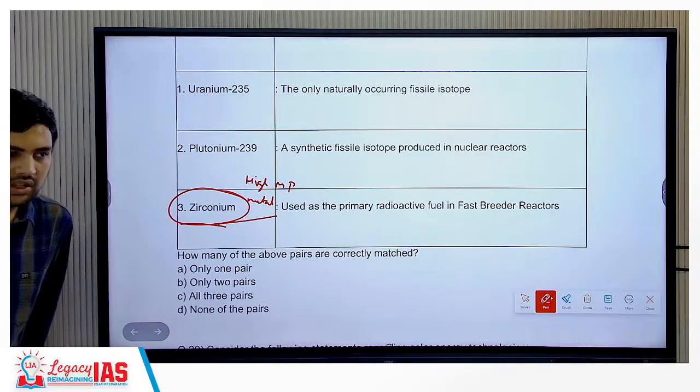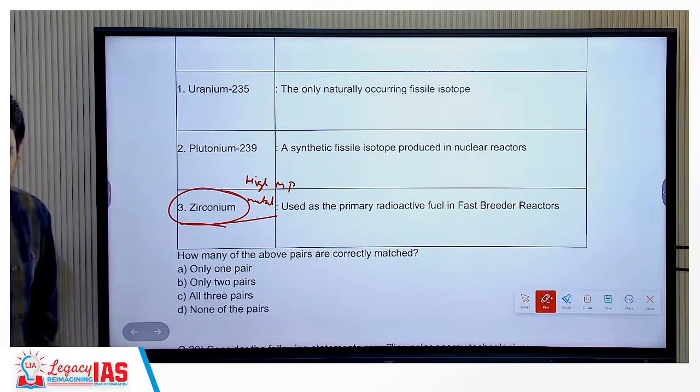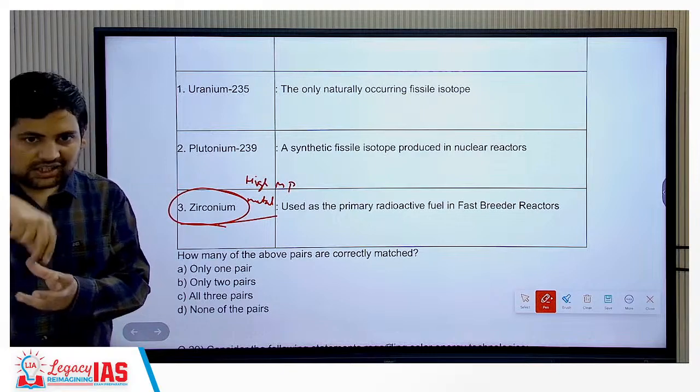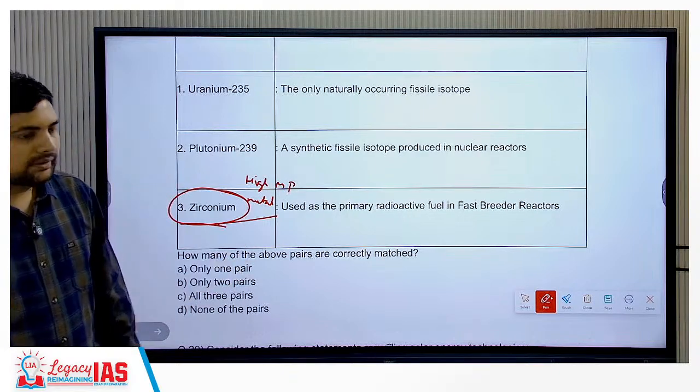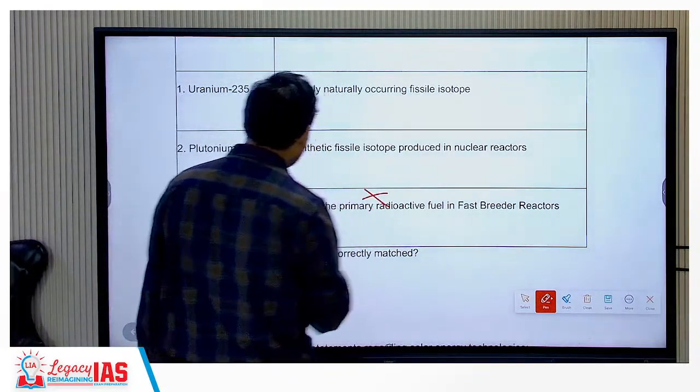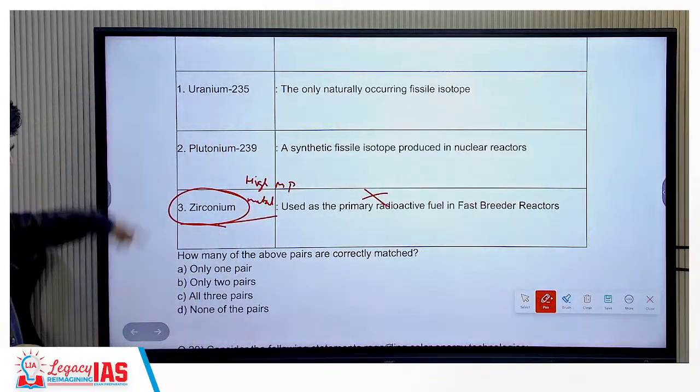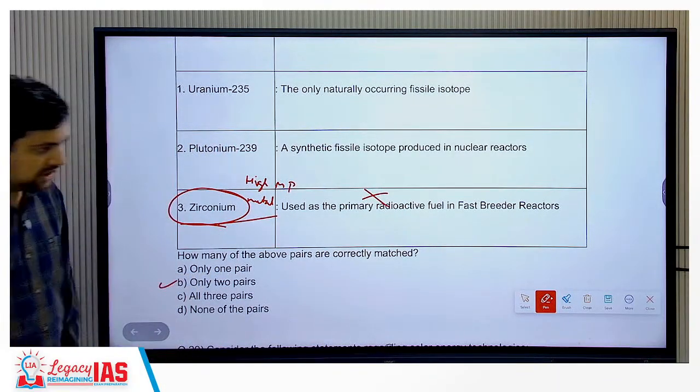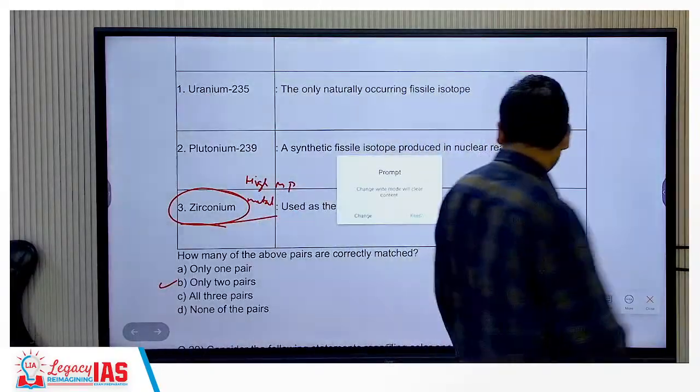Where was it being used? To contain the fuel rods. Fuel rods, uranium, are contained within zirconium. Remember that. So this is not radioactive at all. So the answer is 1 and 2. Two pairs are correct. The answer is B. Then next.